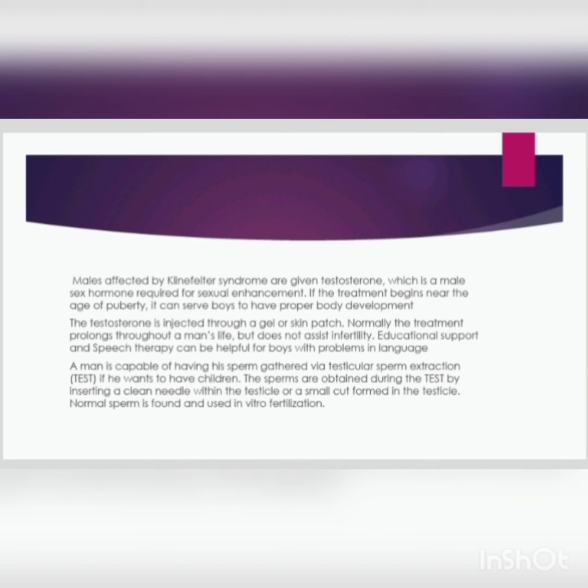Educational support and speech therapy can be helpful for boys with problems with language. A man is capable of having his sperm gathered via testicular sperm extraction if he wants to have children. The sperms are obtained during the test by inserting a clean needle into the testicle or through a small cut made in the testicle. Normal sperm is found and used in in vitro fertilization.